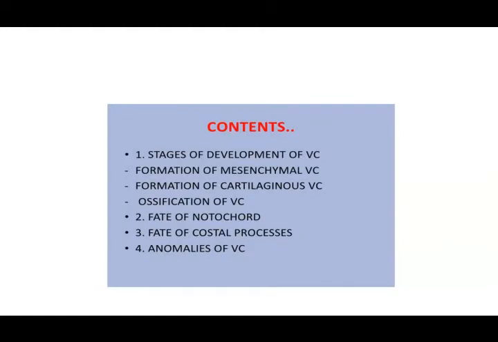What we're going to talk about today is the different stages of the development of the vertebral column. It is intracartilaginous, but first there is the formation of the mesenchymal model, then this forms the cartilaginous model, and then it goes on to ossification. So these are the basic stages. First a mesenchymal structure is formed, then cartilage appears, and then it converts into bone by ossification.